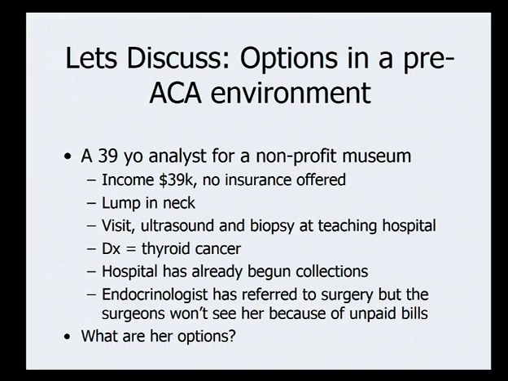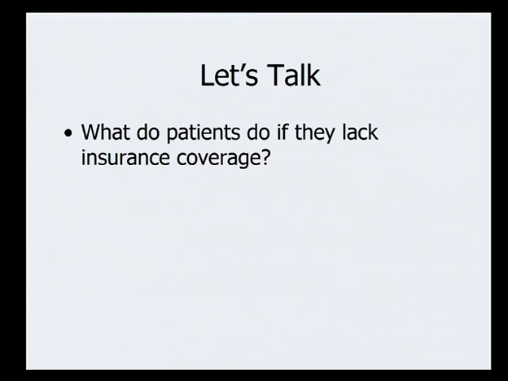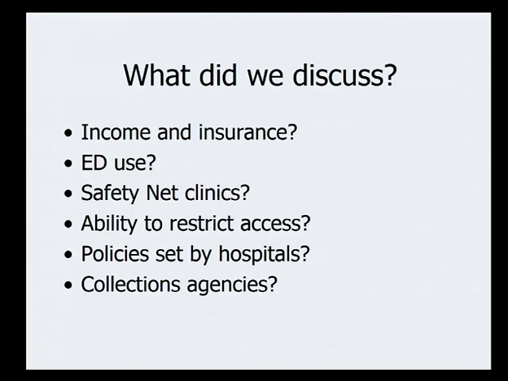I think we've gone through most of the typical options. Let's see what I threw up. Did we talk about income and insurance? Sort of. Did we talk about emergency departments? Yes, we did. Did we talk about safety net clinics? Well, we didn't. There may not be a safety net thyroid surgeon. Probably a safety net primary care clinic. We didn't talk about hospital policies at this part, but we hinted at it with the charitable care aspect, that hospitals make a decision: how are we going to handle these people?